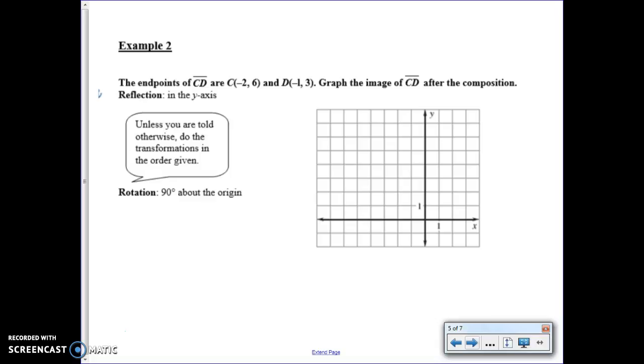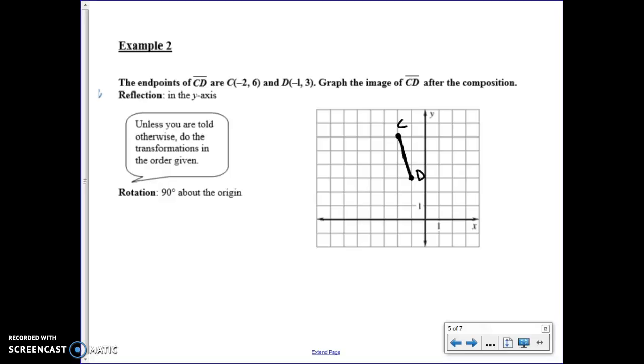Okay, so now we have 2 more compositions to do, and this time we just have segment CD. So I'm going to go ahead and draw CD in. It's at negative 2, 6. And that's C, and then negative 1, 3 is at D. Use a straight edge so you're drawing a better line than I am.